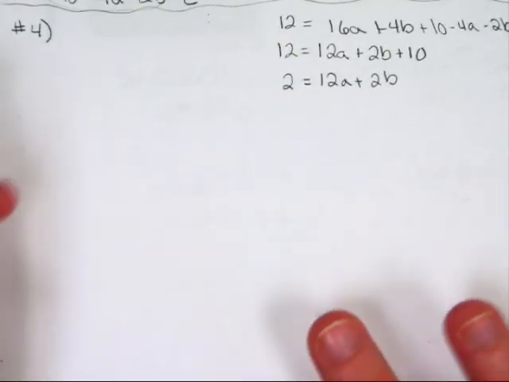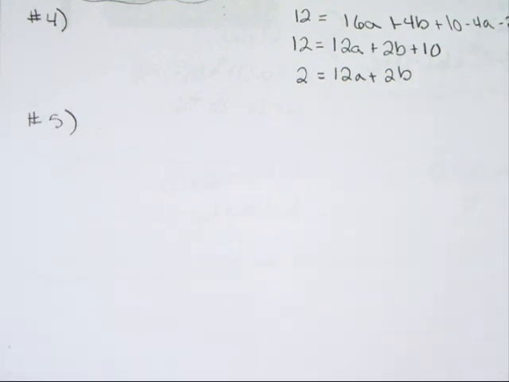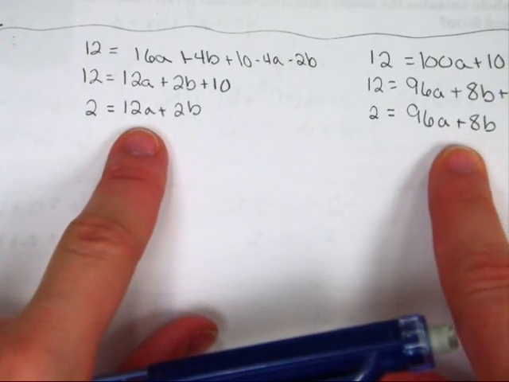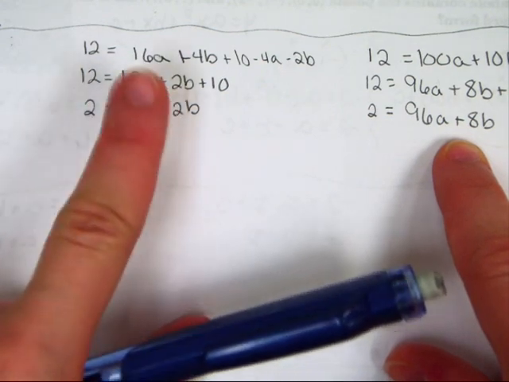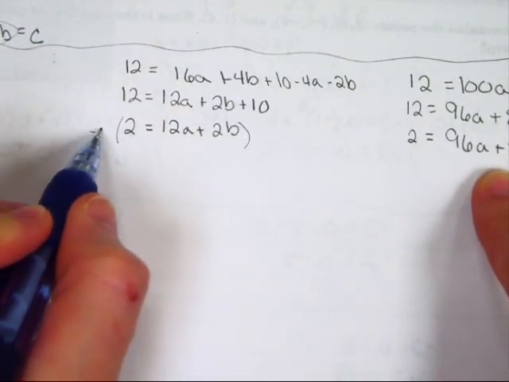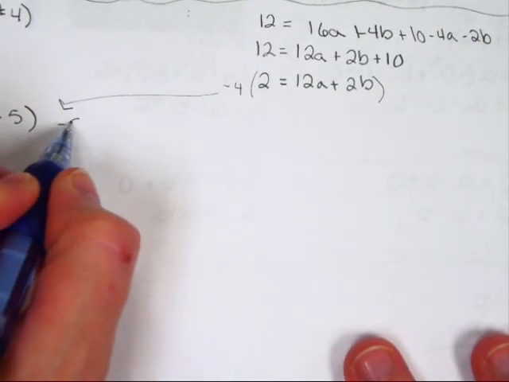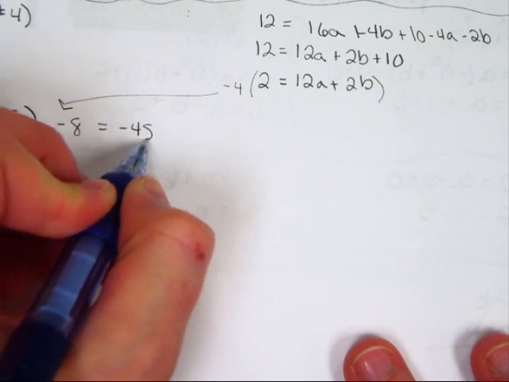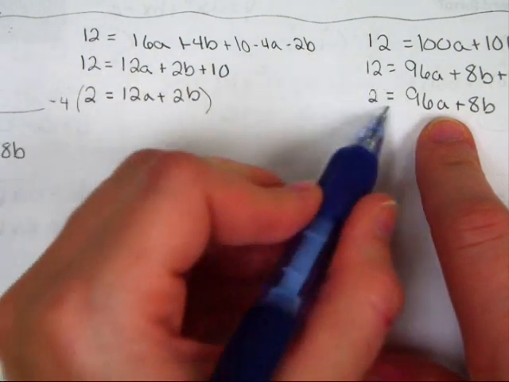We got to move on to step 5. Use linear combination or substitution, your choice, to solve for one of the variables from the last step. These are my 2 equations. I would have to say that the b's are going to cancel out easier. If I multiplied this equation by -4, the b's are going to cancel out. So I'm just going to write that real lightly. I'm going to draw an arrow so I know what I'm doing with it. And I'm going to get -8 equals -48a minus 8b. And I'm going to bring this one over here down underneath.